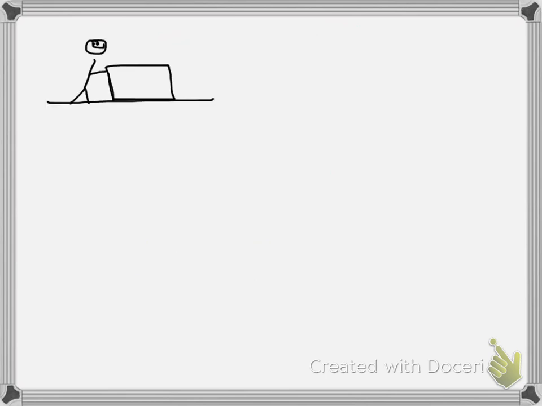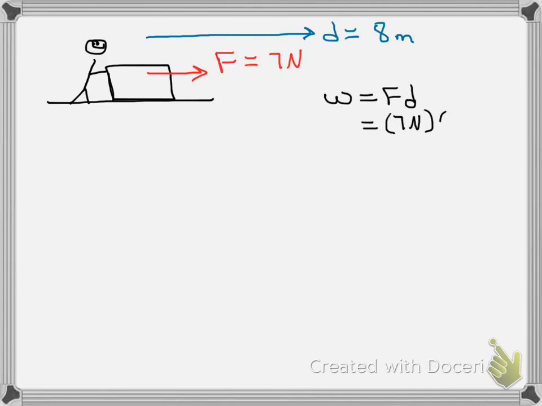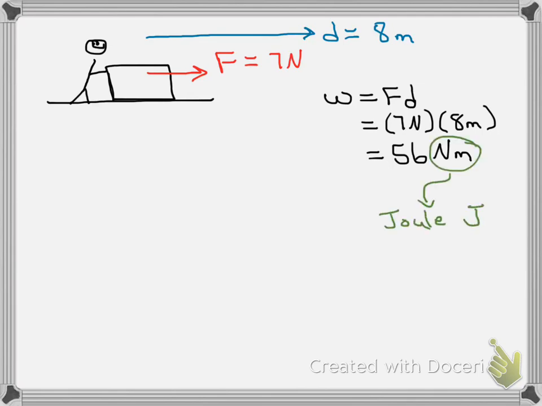Now let's consider a person pushing a box with a horizontal force of 7 newtons. And let's assume that the box moves a distance of 8 meters in the direction of that 7 Newton force. Well, the work equals the force times the distance, or 56 Newton meters. Now, the Newton meter is the unit of work, but much like we have done with other multi-units in the past, we give this a new name. We call this the joule, or capital J. And joule is the unit of work.